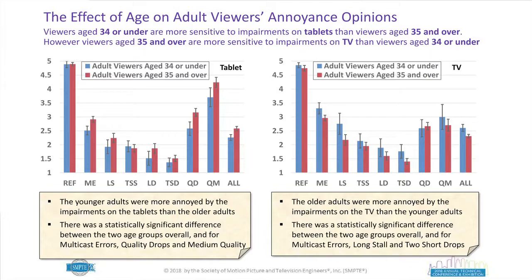This is looking at the effect of age. Among the adult population, we group them by 34 and under and 35 and over, on the tablet as shown on the graph on the left, and then the same representation but on the TV. This is quite interesting, because we see that the younger adults are more sensitive on the tablet than they are on the TV. But when we look at the TV impairment, we see that the older ones are more sensitive to the impairment on the TV than they are on the tablet.